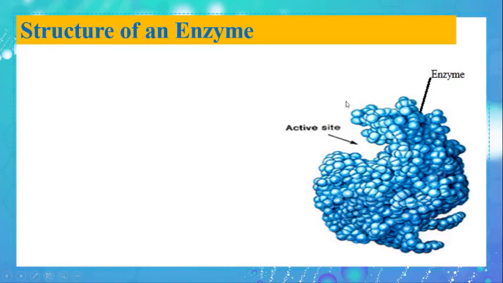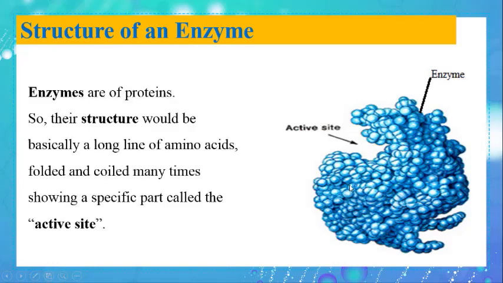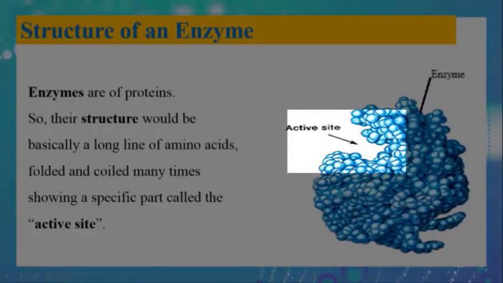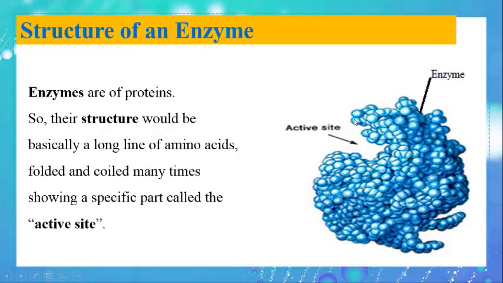Structure of an enzyme. Look here. What can you see? Yes, we can see a long line of amino acids, folded and coiled. So, enzymes are proteins. Their structure will be basically a long line of amino acids folded and coiled many times, showing a specific part called the active site. Look here. Here we can see a specific part of the enzyme, and it's called the active site of the enzyme. And we will talk later about its importance.